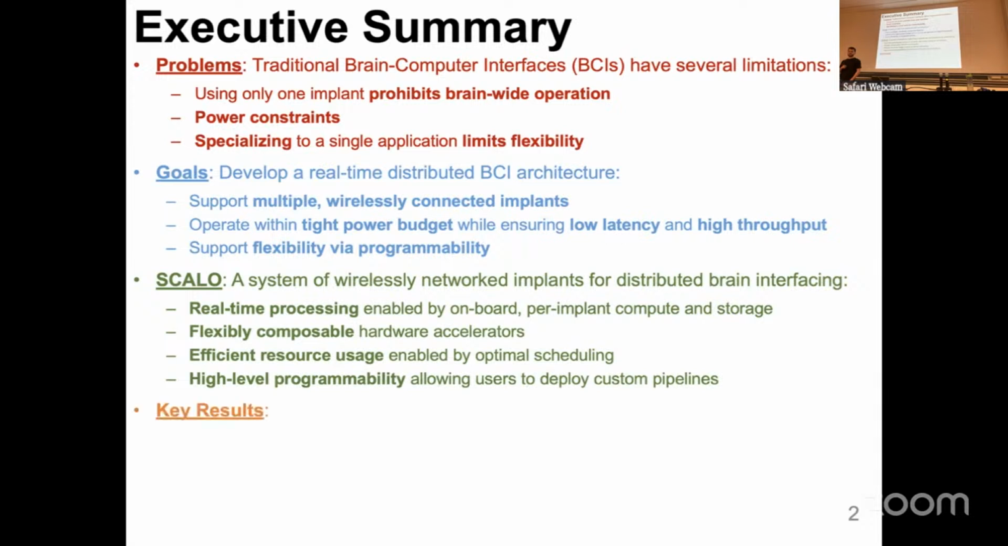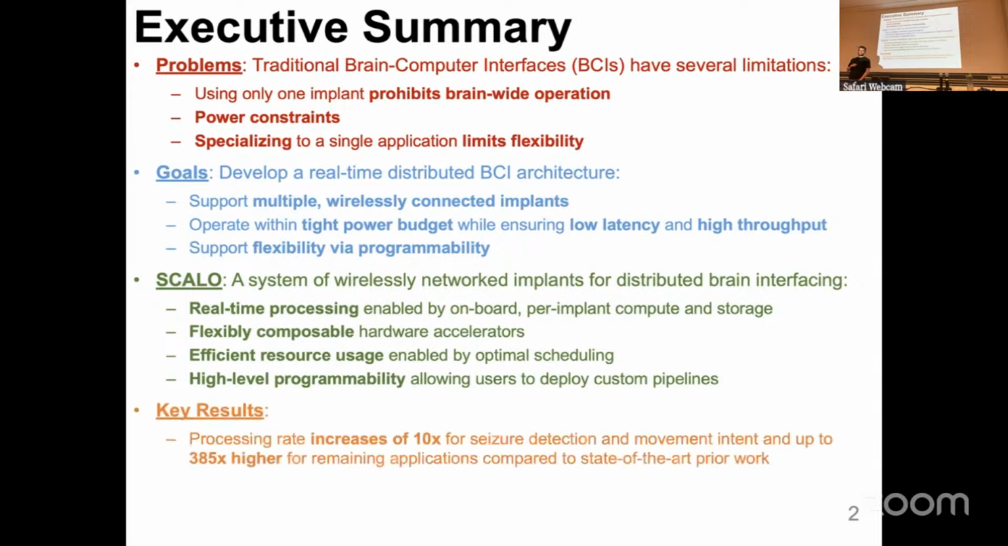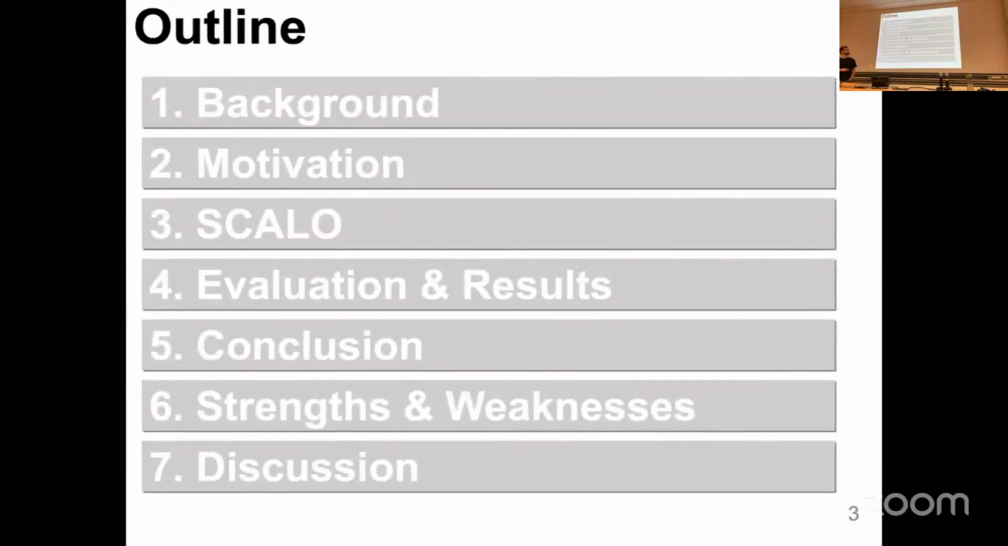And now for the key results. SCALO provides increases of up to 10x for seizure detection and movement intent applications, and up to 385x higher processing rates for all other applications in comparison to state-of-the-art prior work. Then they operate within a 15 milliwatt per implant power budget and are scalable up to 60 implants on a single brain.